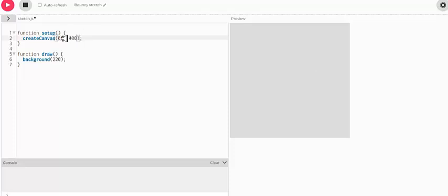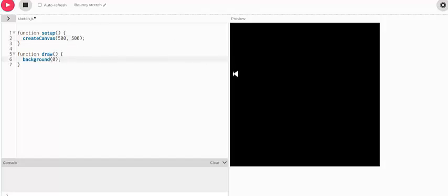Now if I change this to say 500, and I change the color to 0, which is black, then the background is going to be painted 500 by 500 pixels, and the background is going to be 0.